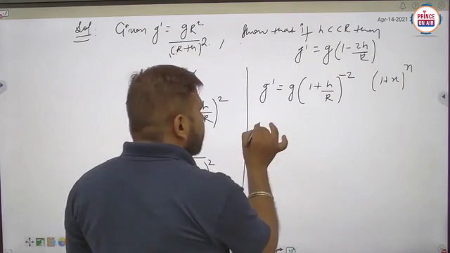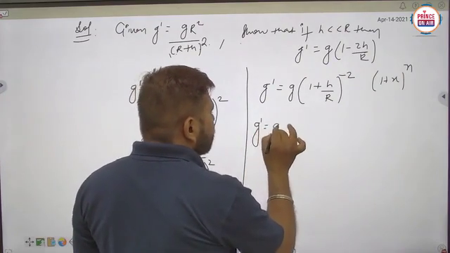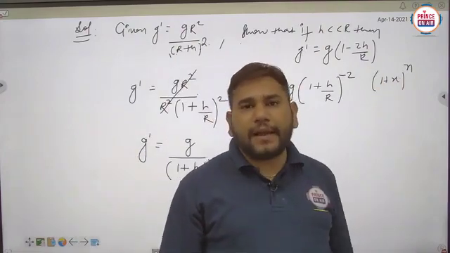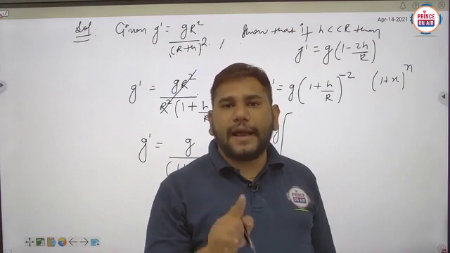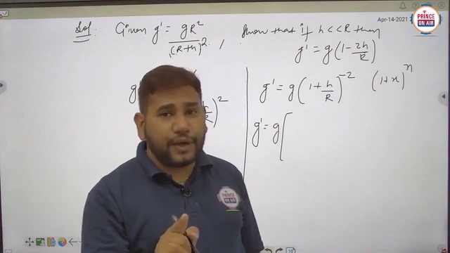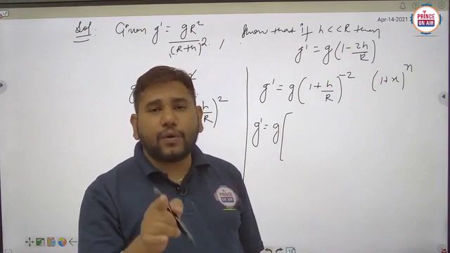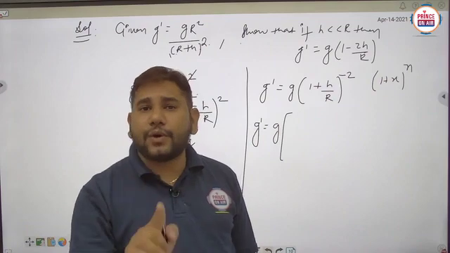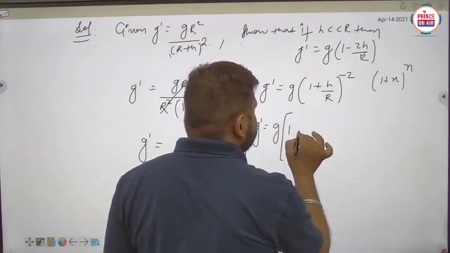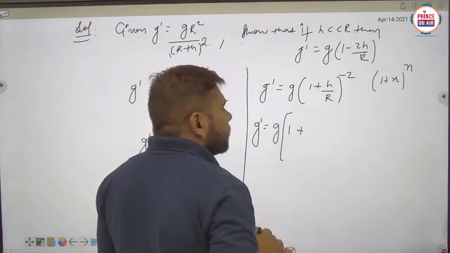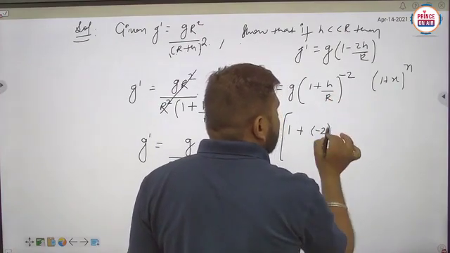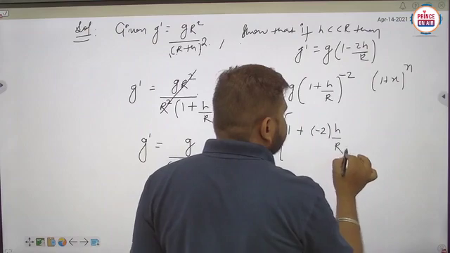So let's open it. z dash is equal to z. What is the binomial formula of 1 plus x to the power n? It is 1 plus nx plus n into n minus 1 x square upon factorial 2 plus n into n minus 1 into n minus 2 x cube upon factorial 3 and so on. So 1 plus nx. Who is n? n is minus 2. Who is x? x is h by r.